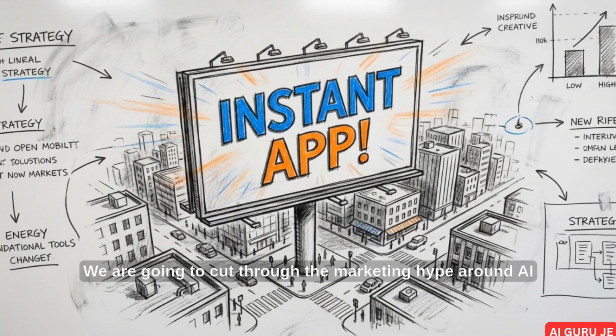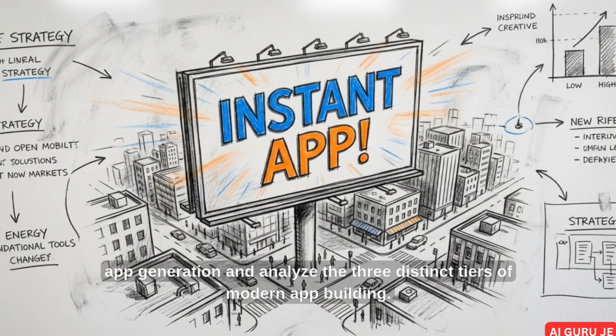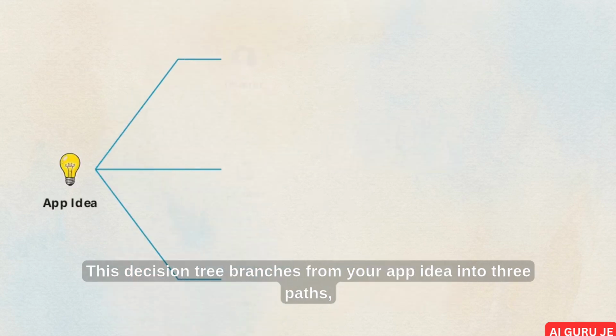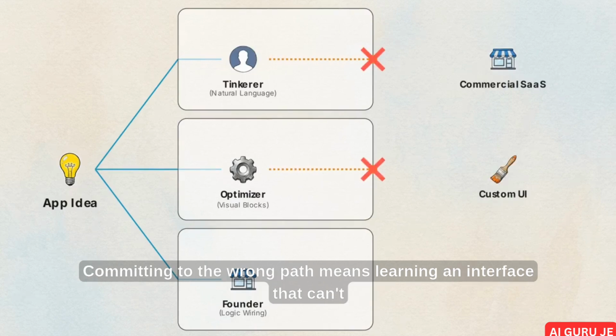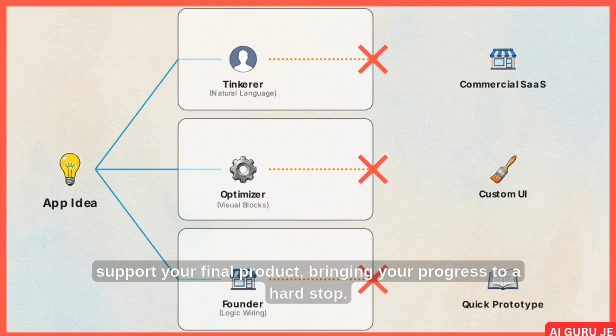We are going to cut through the marketing hype around AI app generation and analyze the 3 distinct tiers of modern app building. This decision tree branches from your app idea into 3 paths: a personal prototype, an internal operations tool, or a commercial SaaS. Committing to the wrong path means learning an interface that can't support your final product, bringing your progress to a hard stop.